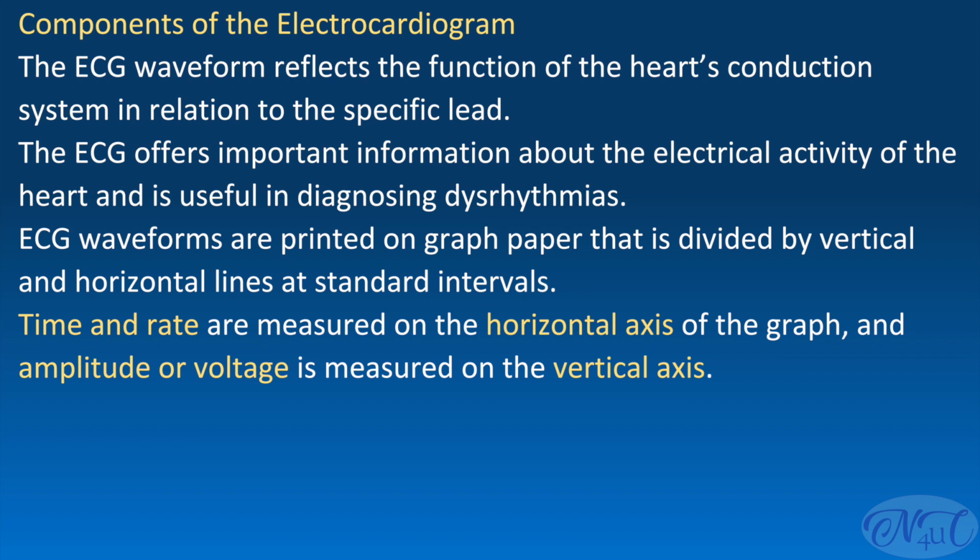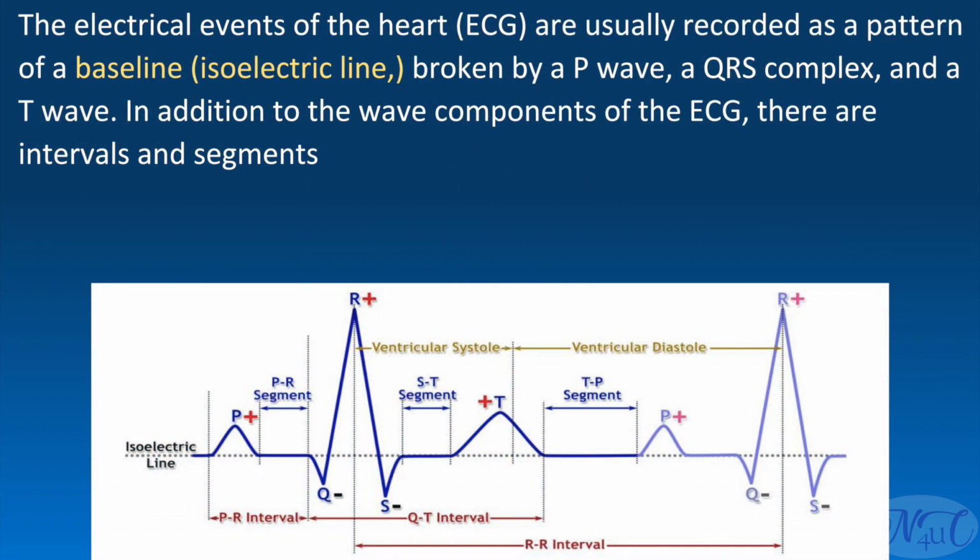Time and rate are measured on the horizontal axis of the graph and amplitude or voltage is measured on the vertical axis. The electrical events of the heart, that is ECG, are usually recorded as a pattern of a baseline, that is isoelectric line, broken by a P wave, a QRS complex, and a T wave. In addition to the wave components of the ECG, there are intervals and segments.